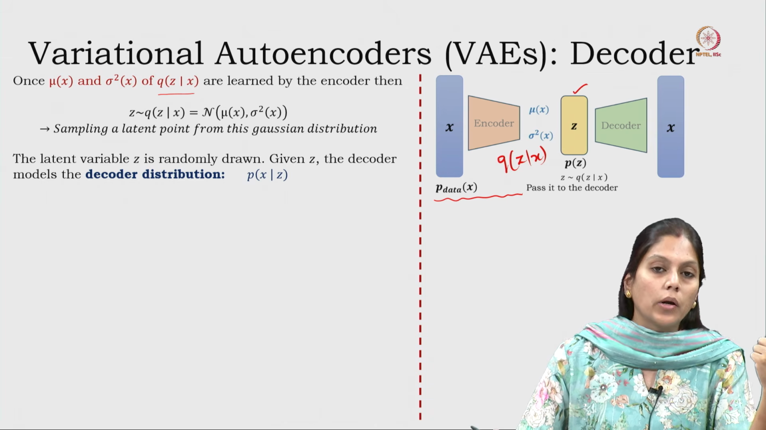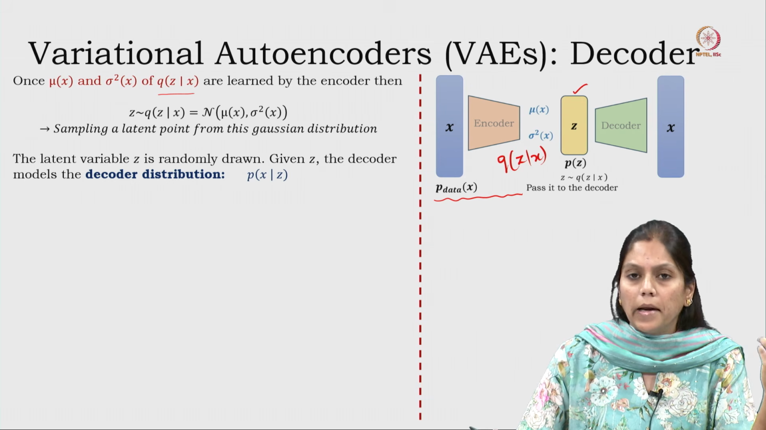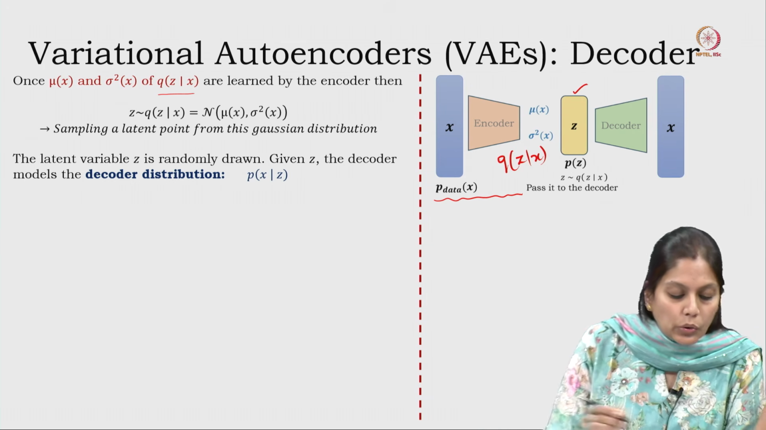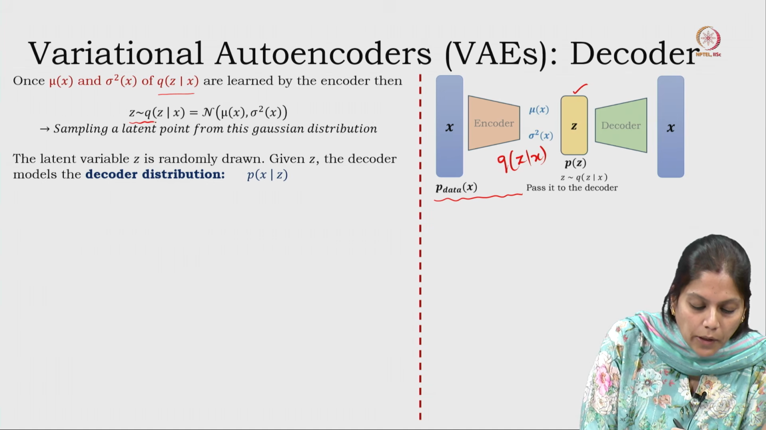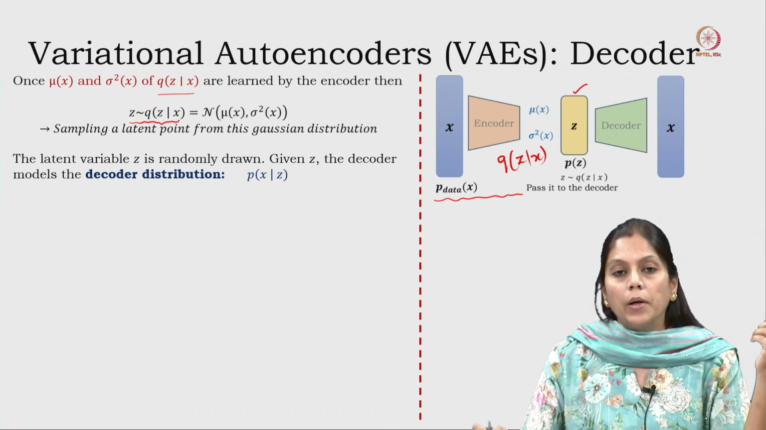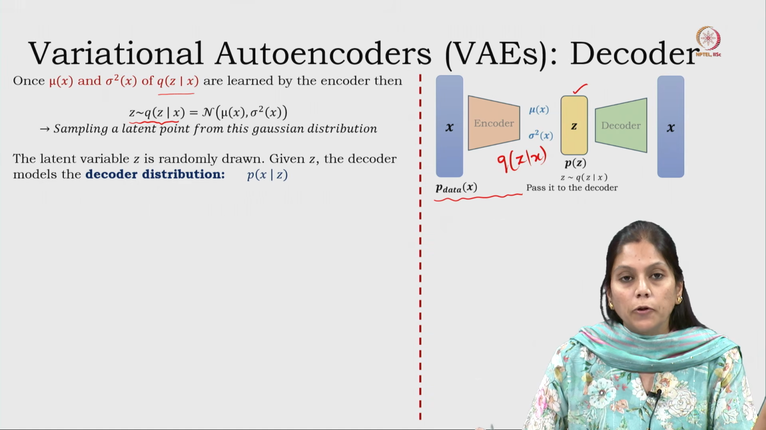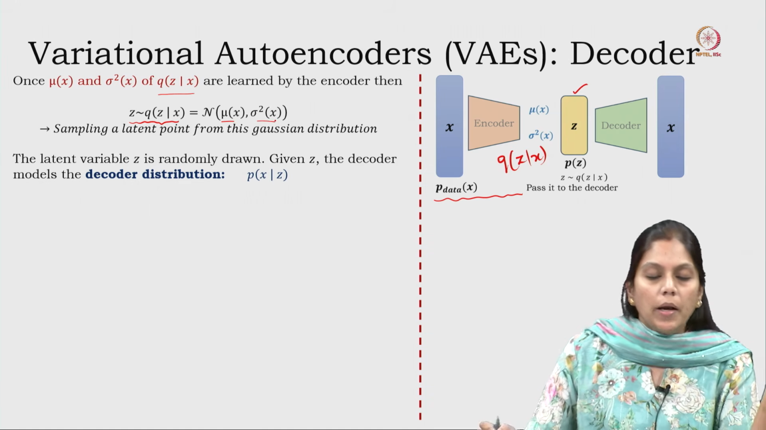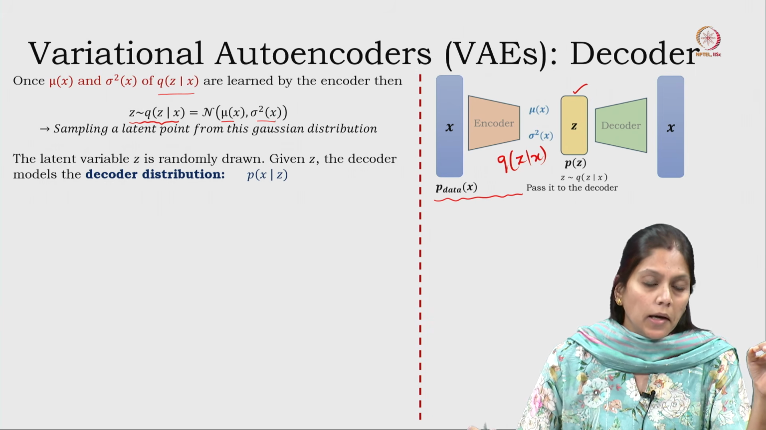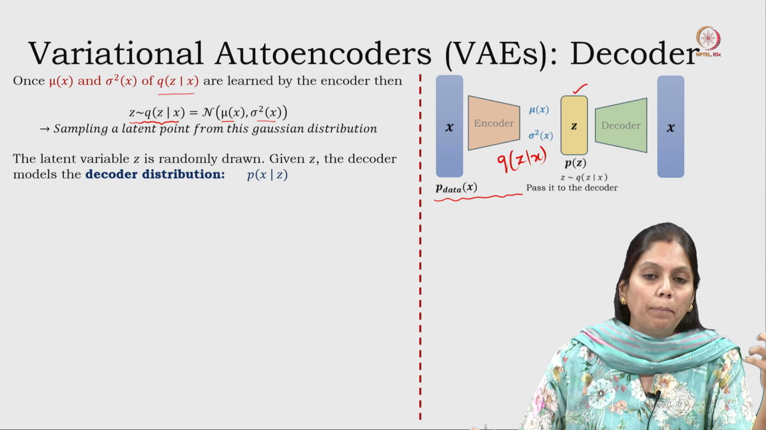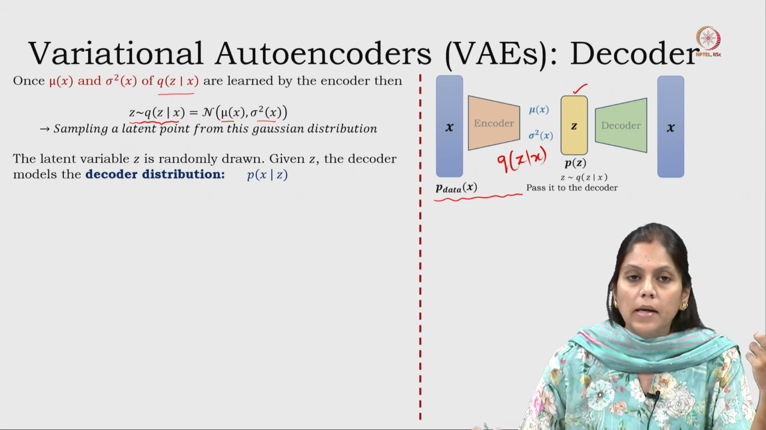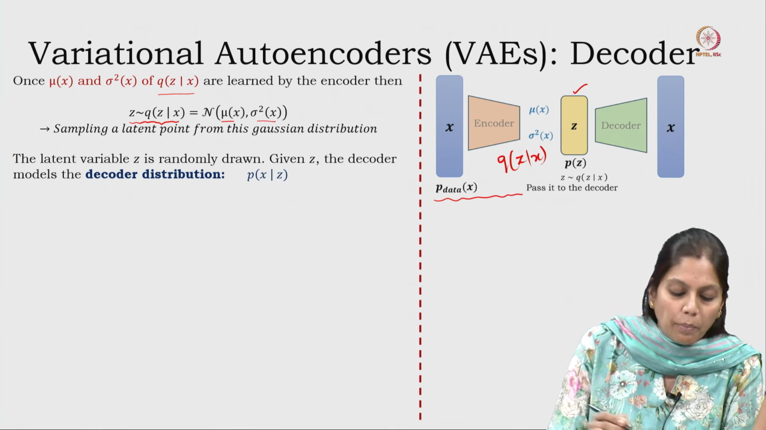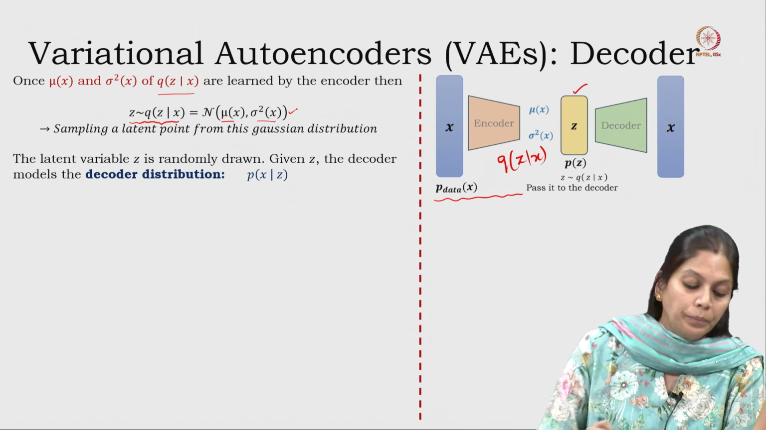Now, how are we going to get this z? z is a latent variable and this z is sampled from this particular distribution. And what is the characteristic of this distribution? It has the mean and the variance. Now, the important question here is how are we going to sample it? What do you mean by sampling? Sampling is randomly picking one number from this Gaussian distribution.